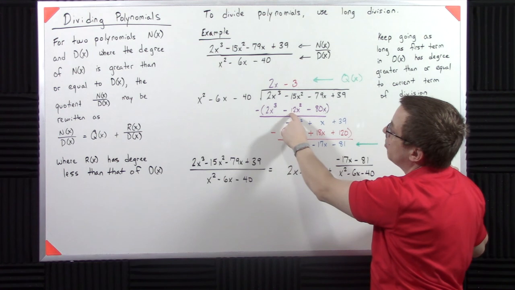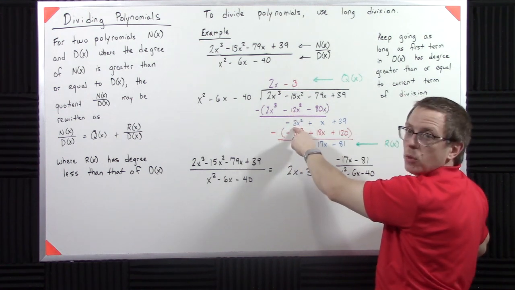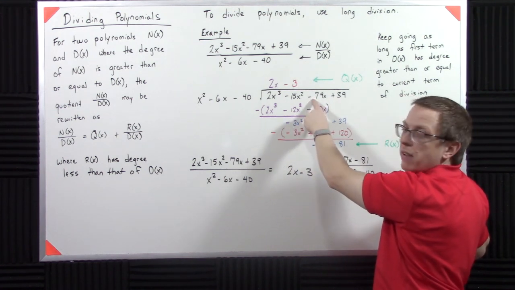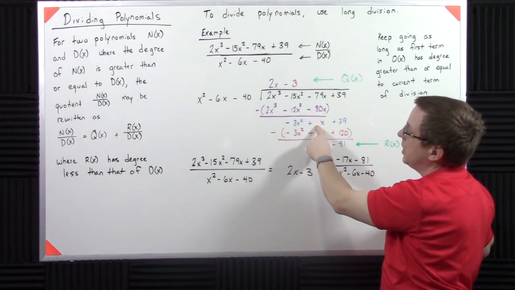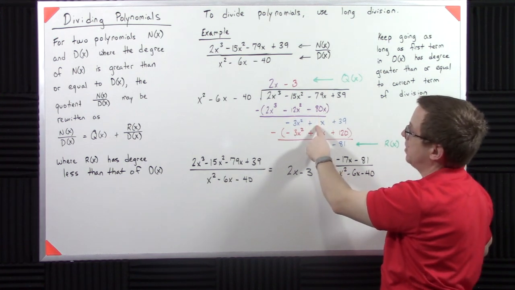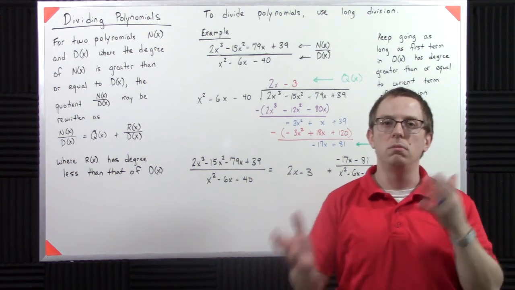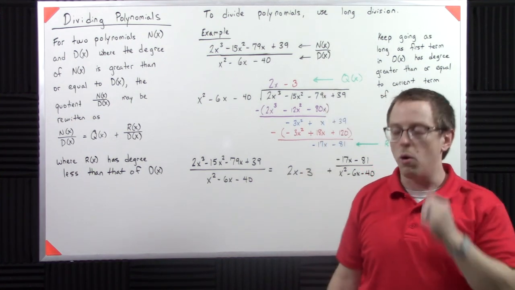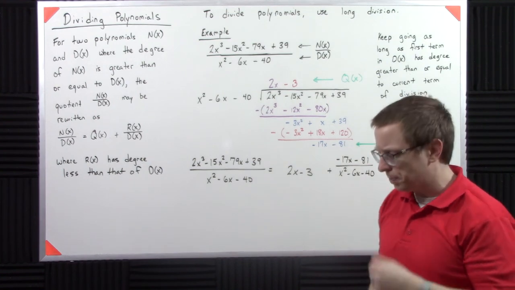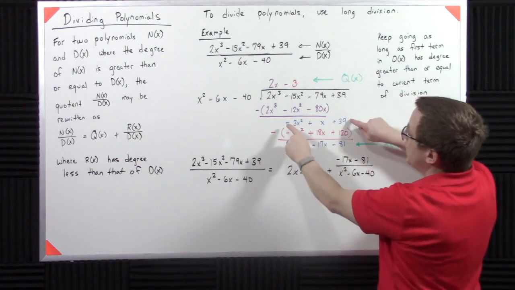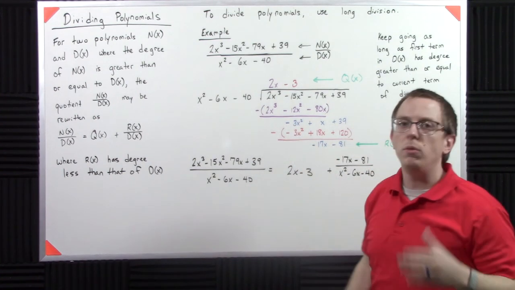Negative 15 plus 12 is negative 3. Negative 79 plus 80 is positive 1x. And then the 39 just comes down because it wasn't part of this, right? It's just sort of along for the ride, just like in normal long division. So then this is my new term. This is my new, okay, now what do I do?